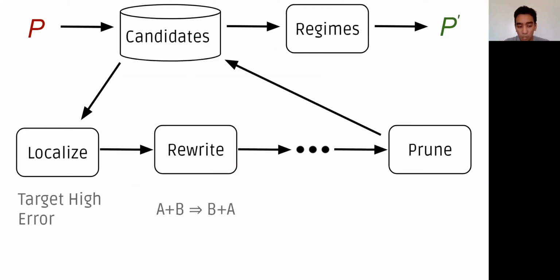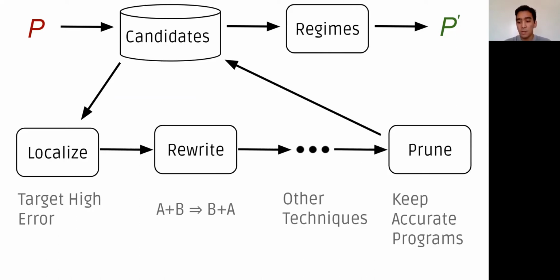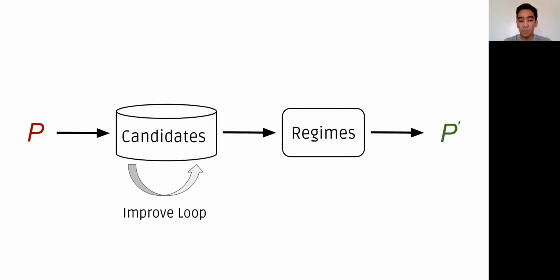Once Herbie knows where to rewrite, it'll use a database of hundreds of rewrite rules to find and replace sub-expressions to produce new candidates. There are some other phases that I won't mention. And then pruning will only keep the candidates that are of interest based on some criteria and add them to the table. Once the improved loop is run multiple times, we extract the regimes.